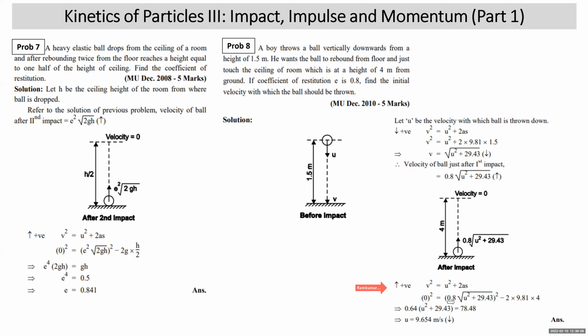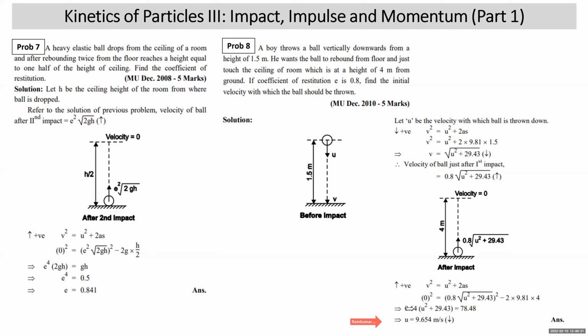Now again apply, taking upward positive, v square is equal to u square plus 2as. v is 0, u is 0.8 square root of u square plus 29.43, whole square, minus, acceleration is negative, 2 into g into h. h is 4. Solve it, simplify, and you get u as 9.654.